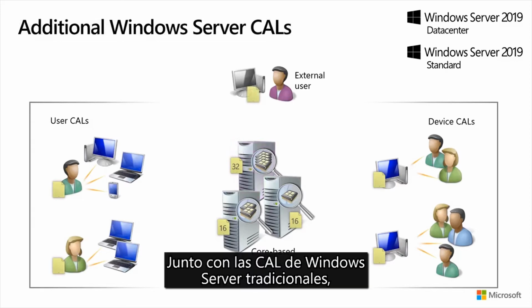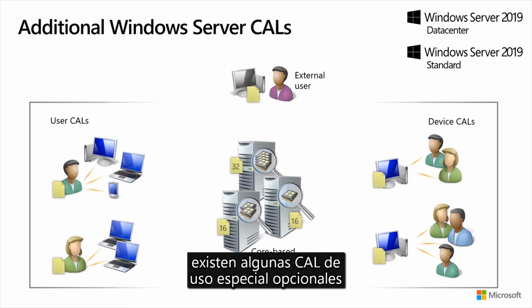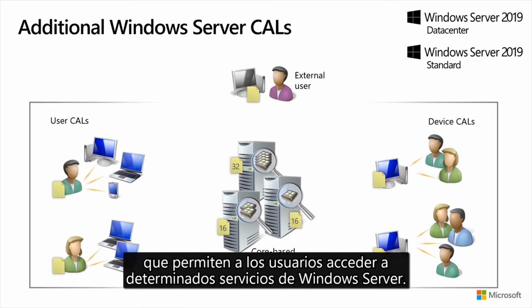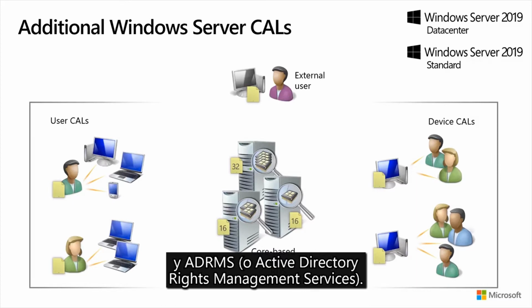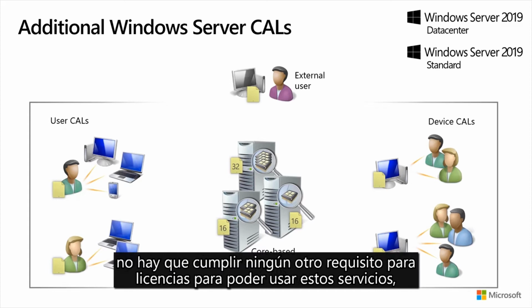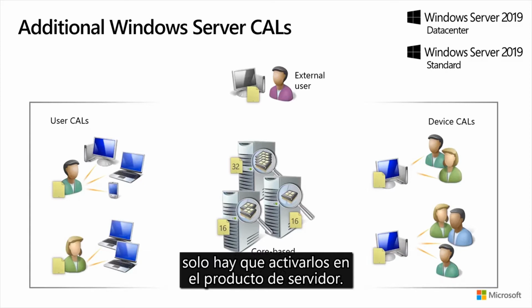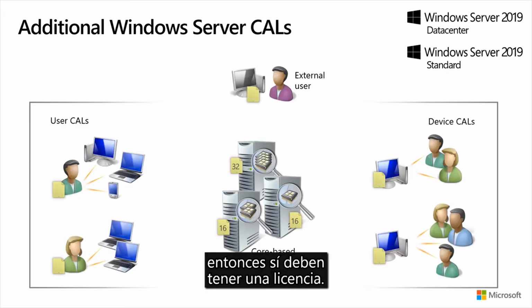As well as the ordinary Windows Server CALs, which allow access to the services of Windows Server, there are some optional special use CALs which license users to access certain services in Windows Server. These are RDS, or Remote Desktop Services, and AD-RMS, or Active Directory Rights Management Services. Now, you can see that they've appeared on the screen with a tick to indicate that there are no more licensing requirements to use these services from a server perspective. You just turn the services on in the server product. However, if the users need to make use of these services, then they do need to be licensed.